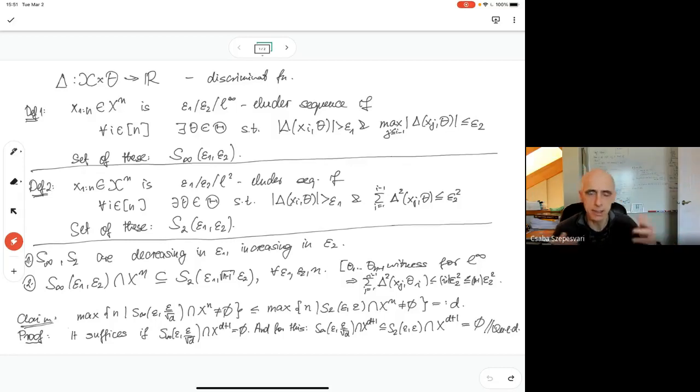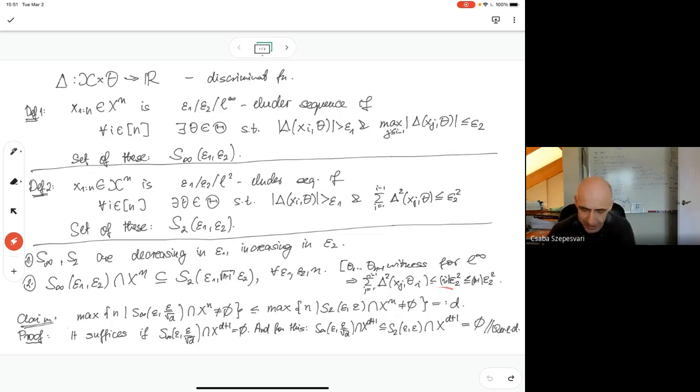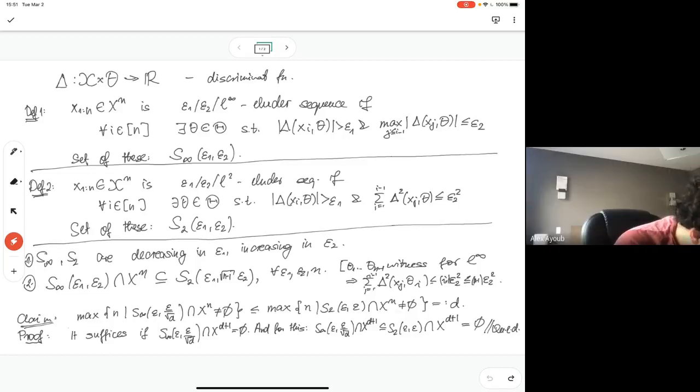Okay, so now we say, fix any x1 to xn, pick the witness sequence which is witnessing that this is an L infinity Euler sequence with these parameters. Then we're going to claim that this is a witness sequence for the L2 setting as well. Therefore, this sequence is also an L2 Euler sequence. And that's an i-1 in front of the epsilon squared. Yeah, that's right. And this is an n-1, which is because i is smaller than or equal to n. That's it.